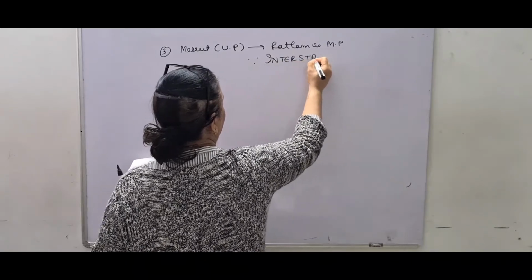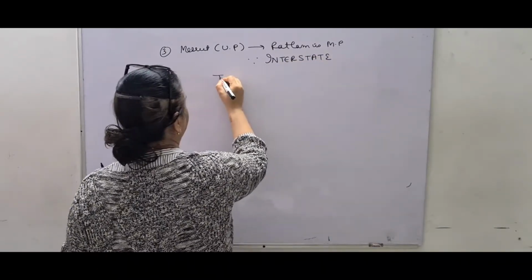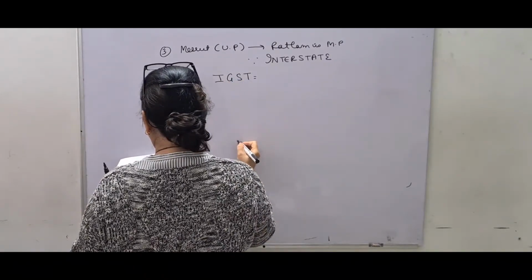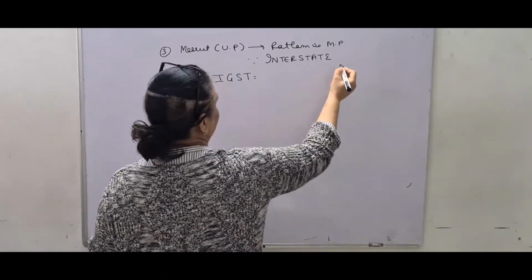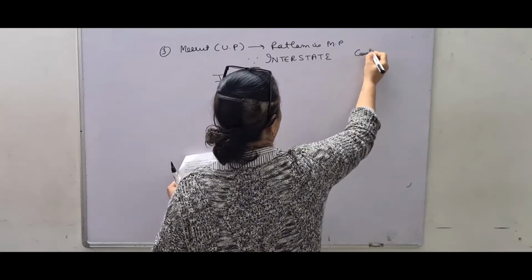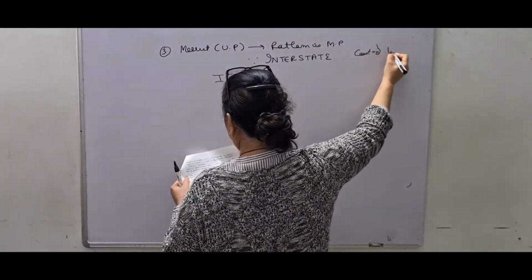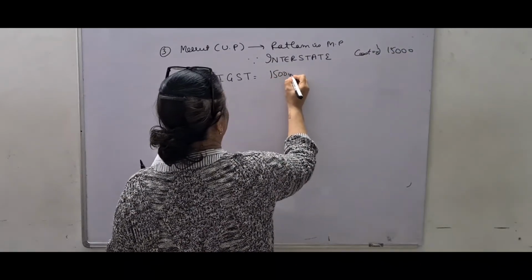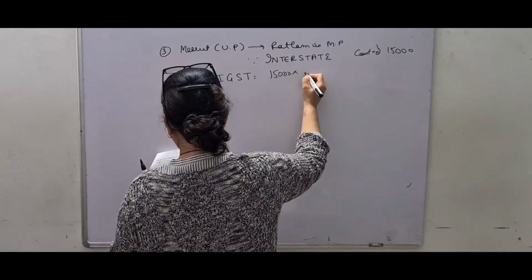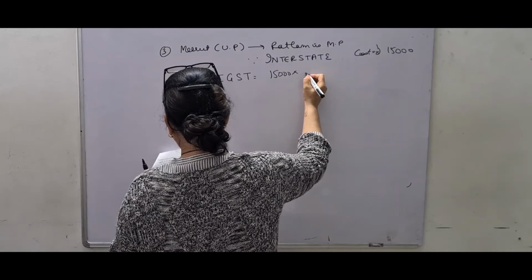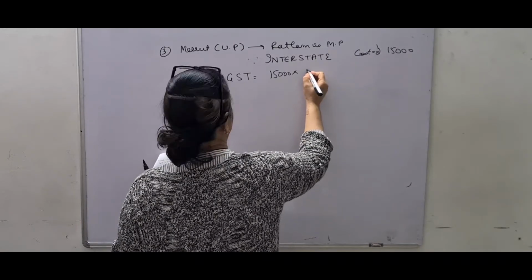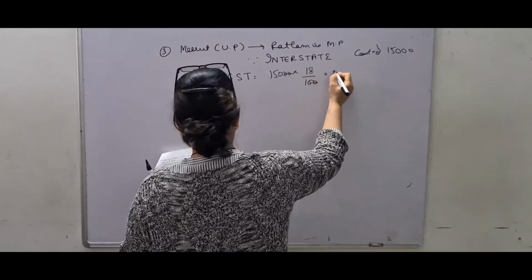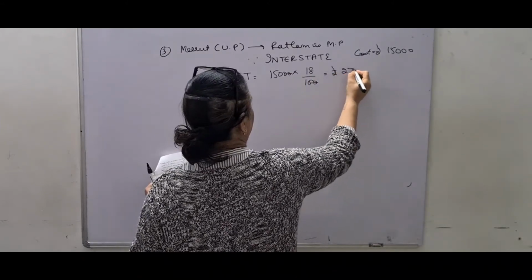Interstate means, as I am talking again and again, IGST. He says that the basic cost, you can write here, cost was rupees 15,000, and since it was interstate, so 15,000 into the tax, which was 18%. Directly you are going to calculate because it is IGST, and this is your first answer.